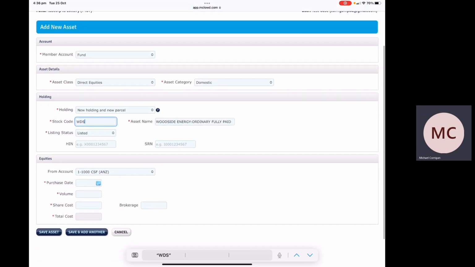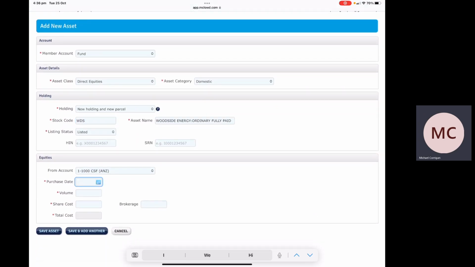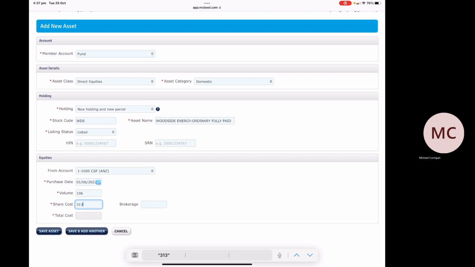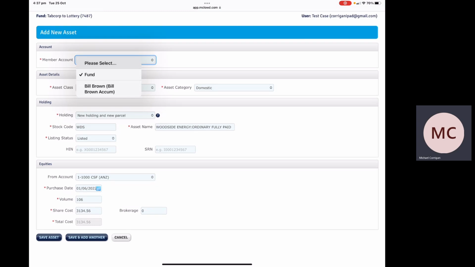and then again you use the same from account as you used previously. So the money goes in and out of the one account, so your account does continue to balance. So you put in the 106 shares, and the amount of the dividend, 3154.56, and then basically you save the asset.